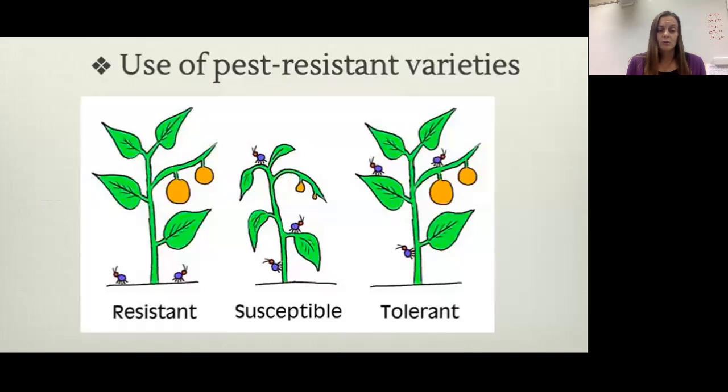We can also use pest-resistant varieties. These would be naturally occurring pest-resistant varieties. And we have two different variations of pest-resistant varieties. You might have one that's considered resistant. That means that the pests actually don't like it and they stay away from it. Or you might have one that's tolerant. And what that means is that it can have a certain number of pests and it's not going to affect the productivity of the plant. Of course, if you have a susceptible plant, then it is going to be damaged by the presence of the bugs.